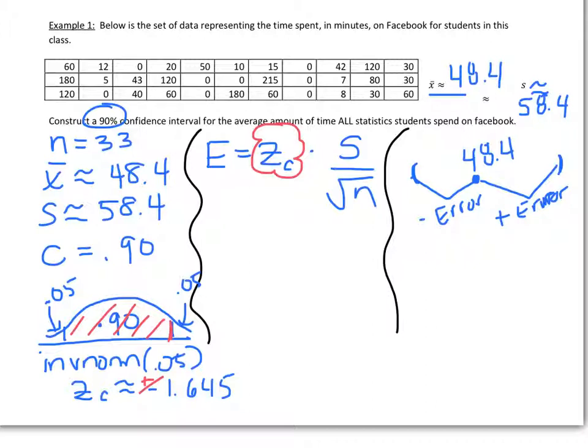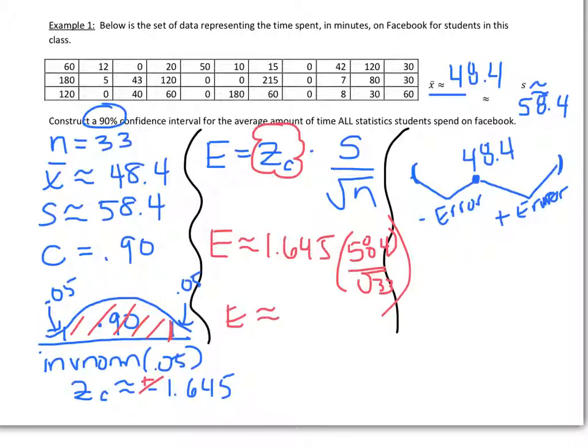So when I put that into a formula, when I come back over here to my error formula, I'm just going to put the 1.645, okay? And I'll show you why in a second. Let me put everything else in here. Let me use parentheses now. 50.4 over square root of 33. Okay, so my error, I already calculated this before. My error comes out to be 16.7.